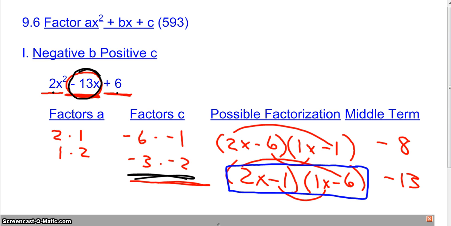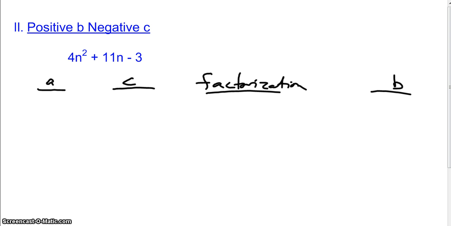If we try 3 and 2, we don't get the middle term that we need. We end up with something smaller. So if this term here had been something smaller, I would have wanted to use 3 times 2, bringing me more toward a smaller number, okay? Let's try it with a positive b, but the c is now negative.